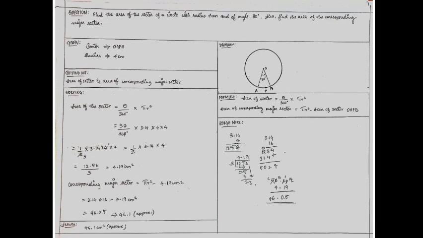So here also we are going to take pi's value as 3.14 and radius is 4. So 4 square will give you 16, and minus the area of sector we have found out as 4.19 centimeter square. If we calculate, we get the answer as 46.05. So we are going to round it off. So we'll get it as 46.1, which is approximately. So answer is 46.1 centimeter square approximately.